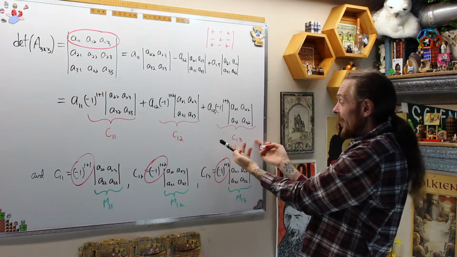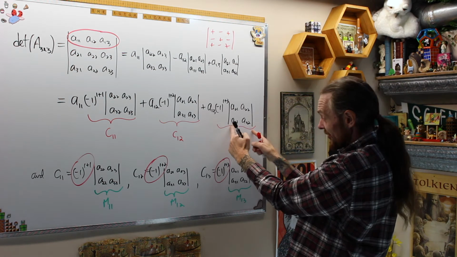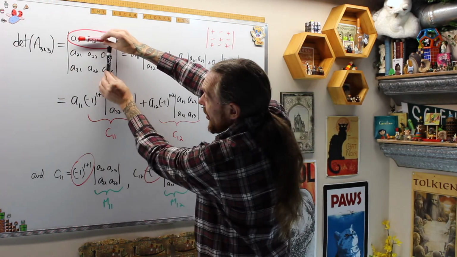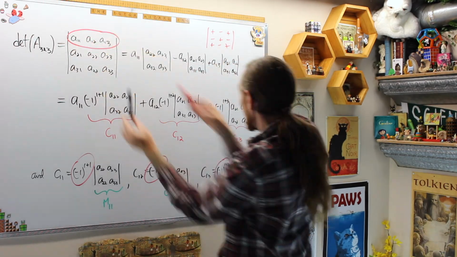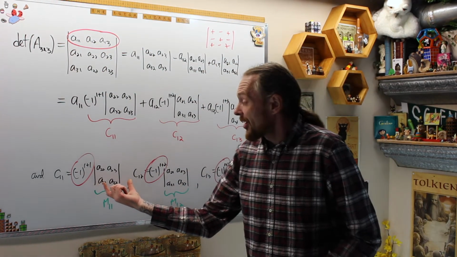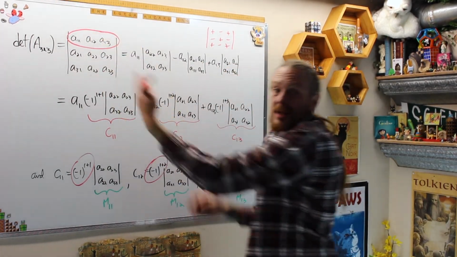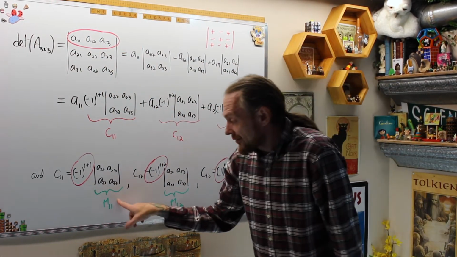And this 2x2 determinant, which we're going to call a minor, is obtained by blocking off row 1 and column 3, and that's where we're getting this one. These 2x2 determinants, which we're obtaining by blocking off rows and columns, are called minors.